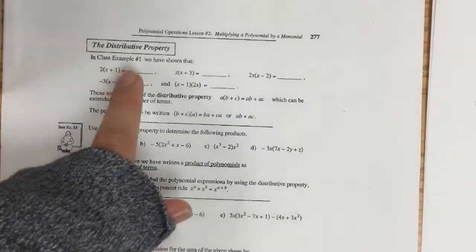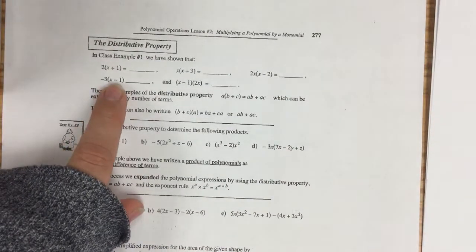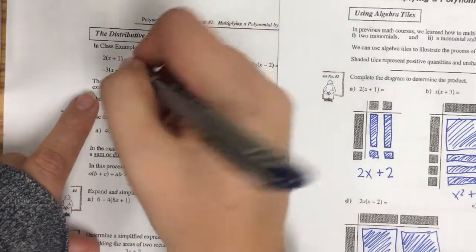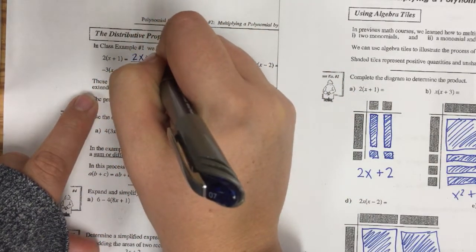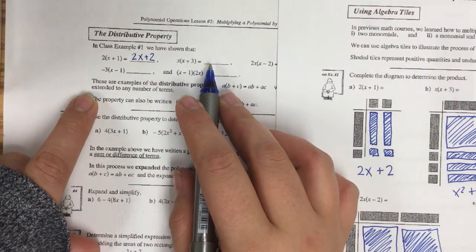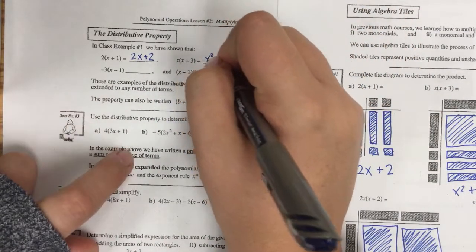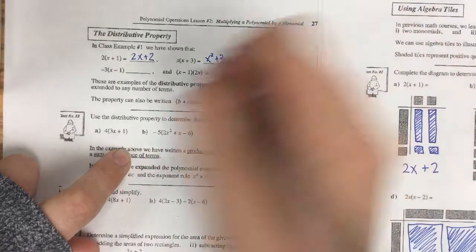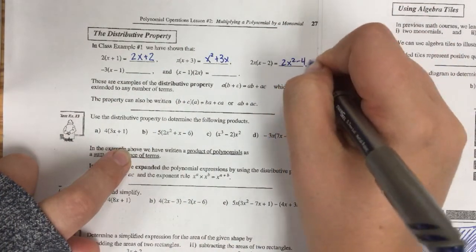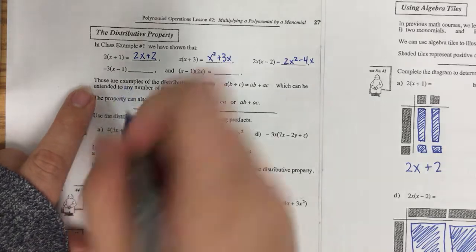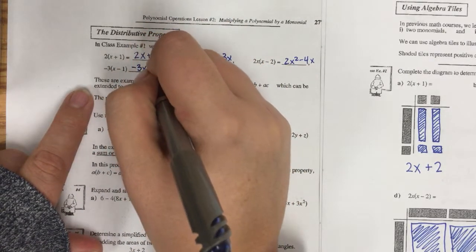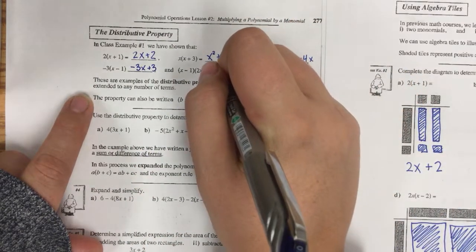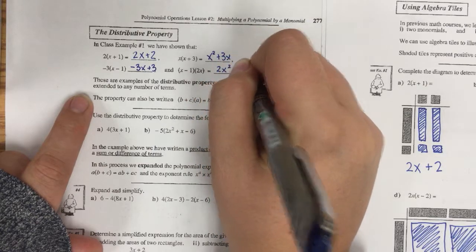Take your answers from A, B, there's C, D, and E, and write down your answers. So I'm just going to copy 2 times x plus 1, we got 2x plus 2. X times x plus 3, that was the answer for B. We got x squared plus 3x. 2x times x minus 2 was the answer in D. We got 2x squared minus 4x. Negative 3 times x minus 1 was our answer in C. It equaled a negative 3x plus 3. And then our very last one, x minus 1 times 2x was our answer in E. We got 2x squared minus 2x.